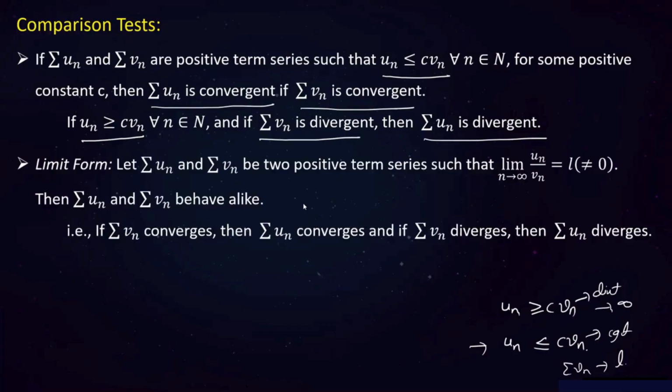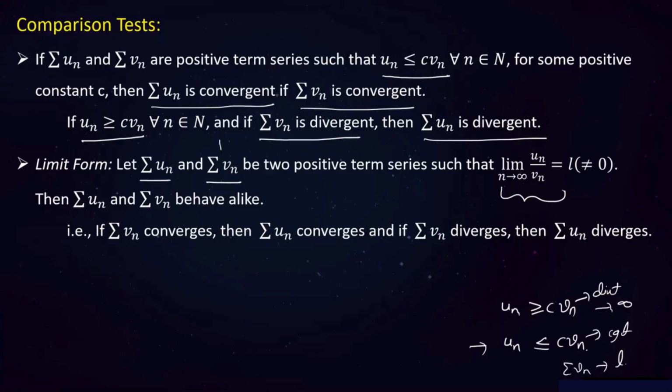And the other one, which we more popularly use, is the limit form, the limit comparison test. Look at this. See what we are doing in this. When you are given two series of positive terms, summation un and summation vn, we define a limit like this: limit n tends to infinity un by vn. If this limit is a finite non-zero value, look at it, it must be finite and non-zero, then we say summation un and summation vn both behave alike.